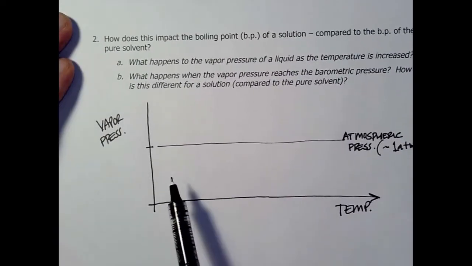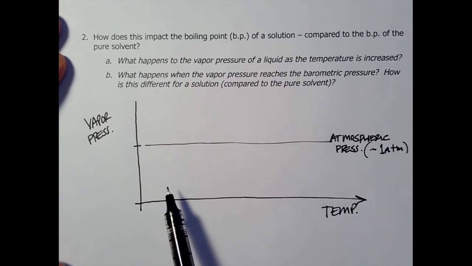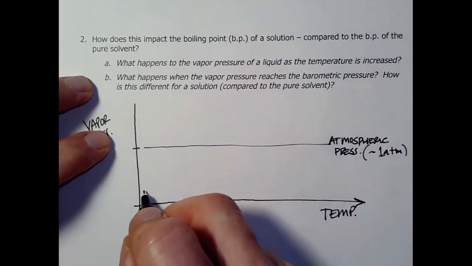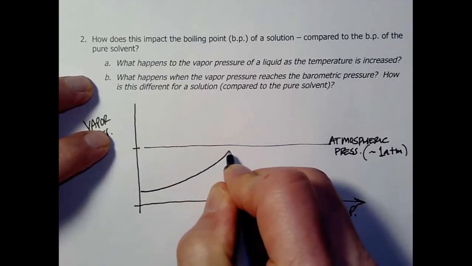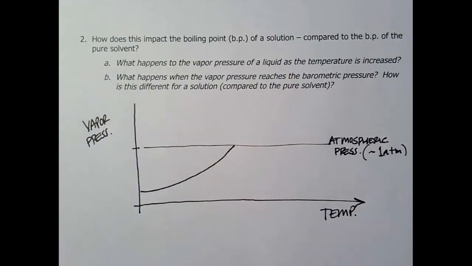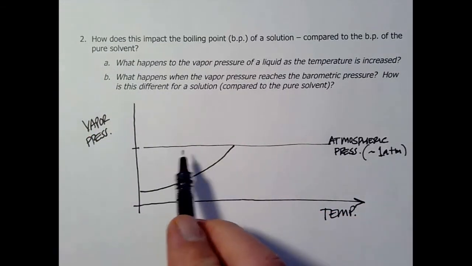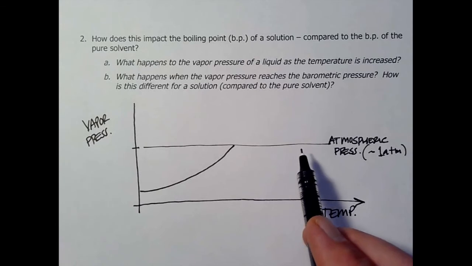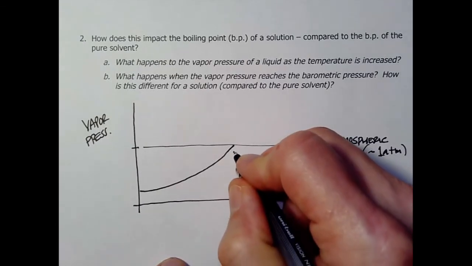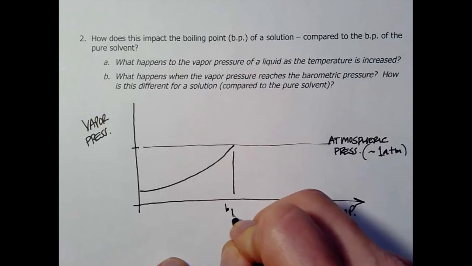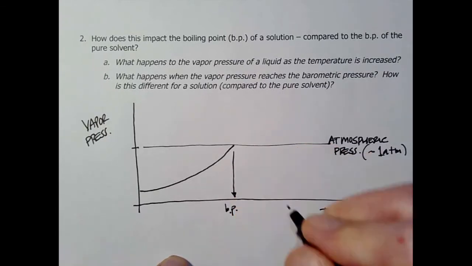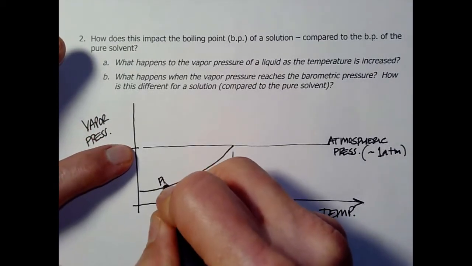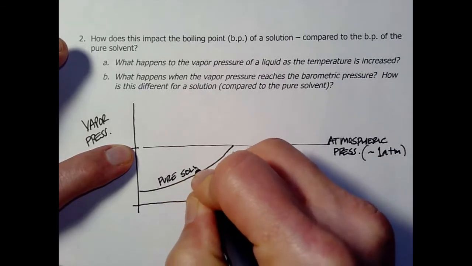Now, we know what happens when we heat up a liquid. There's more and more evaporation. Vapor pressure goes up and up and up, and we saw this. At that point, when the pressure of the vapor hits the atmospheric pressure, boom, we get boiling going on. The pressure goes up, up, up. Eventually, it's able to push back against the atmospheric pressure, and we get the boiling point. At that temperature, the vapor pressure is equal to the atmospheric pressure. So this is pure solvent.